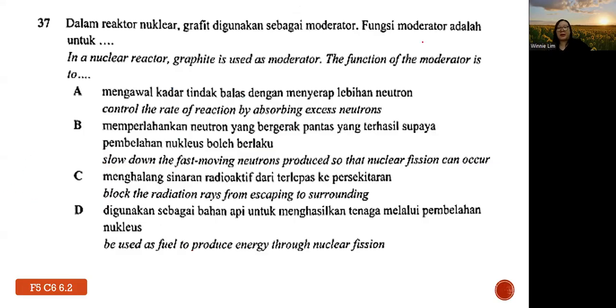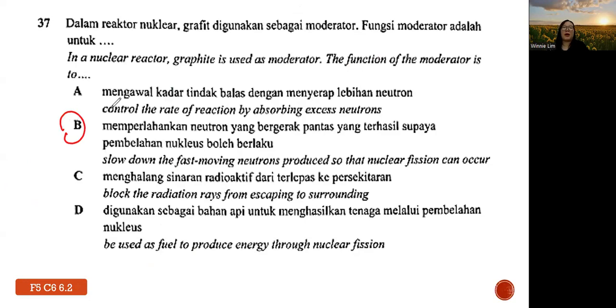37. In the nuclear reactor, graphite is used as the moderator. What is the function of the moderator? So for information, moderator is used to slow down the fast-moving neutron in a nuclear fission. So the answer is B.